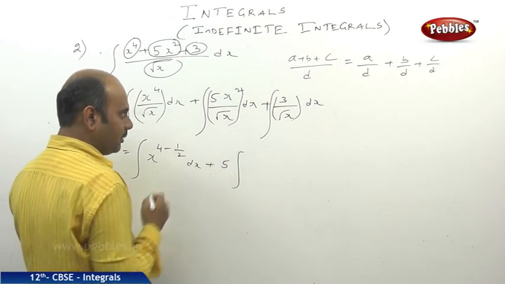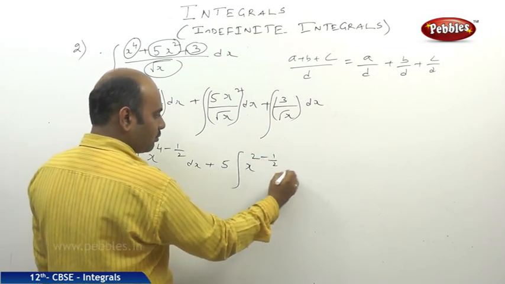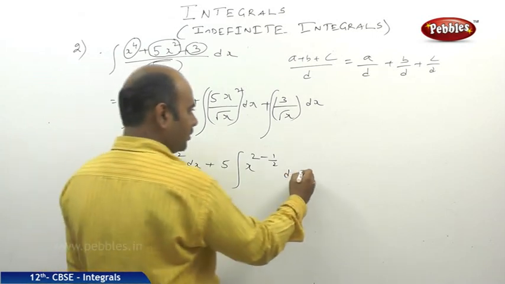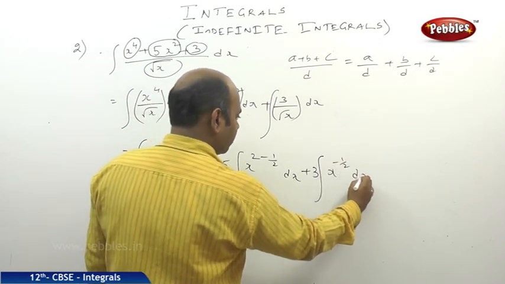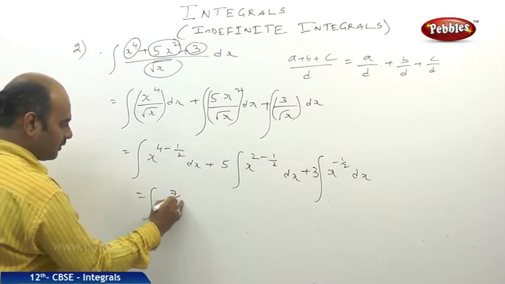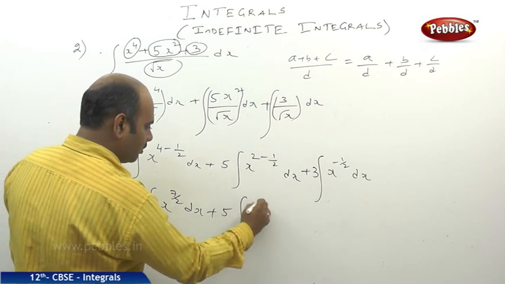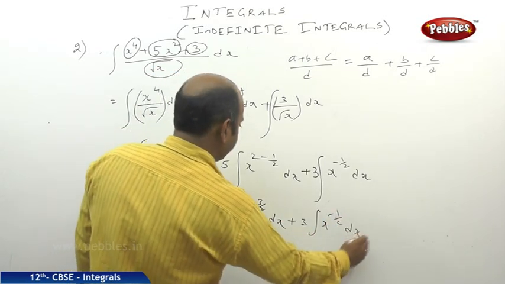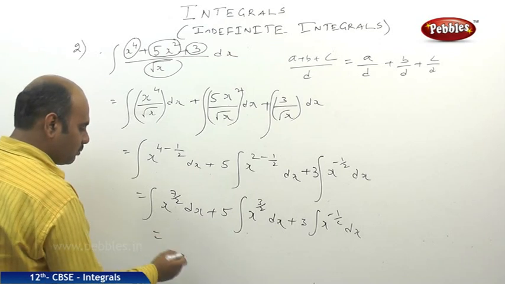And now here also 5 I will be taking outside. Finally, what happens? X square by x power 1 by 2 gives x power 2 minus 1 by 2 dx. I think it is clear to you because it is like x power m by x power n, so x power m minus n. Plus again here 3 will be coming outside, and here what happens? X power minus 1 by 2 dx. Now if you observe carefully, this is x power 7 by 2 because 4 minus 1 by 2, LCM. I need not explain all these basics now. So 5 into x power 3 by 2 dx, and here 3 into integral of x power minus 1 by 2 dx. And now again our basic formula comes: integral of x power n dx is x power n plus 1 by n plus 1.